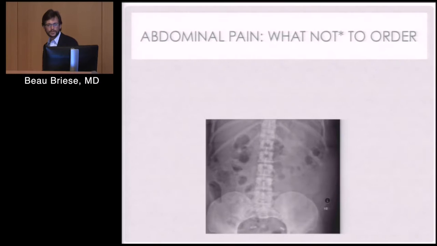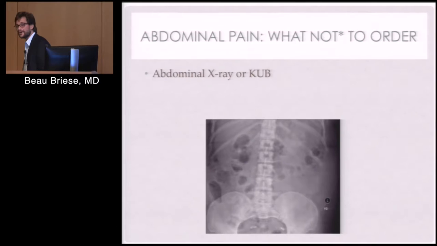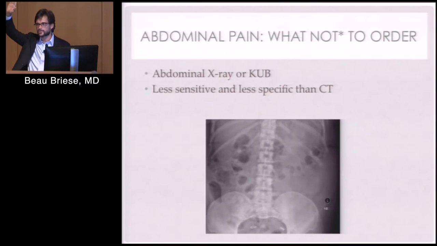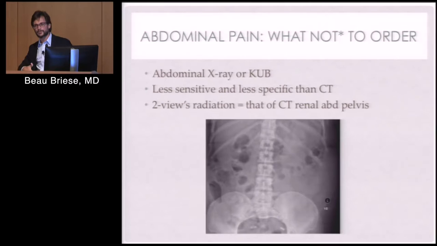Abdominal pain, what not to order. What's this? It's an x-ray of the belly, right? That's it. I can't really tell you much more. There's some gas in there. This looks like, doctor, like a nonspecific bowel gas pattern. You know, I'd recommend a CT scan if your threshold is high enough, right? Isn't that what the reads always say? It's less sensitive and less specific than a CAT scan. This is a personal opinion situation here. Two views radiation for the abdomen, two view x-ray of the belly, is the same as that CT renal. So it's kind of a lot of radiation for an x-ray. And it doesn't see as much, actually, as the CT renal does.